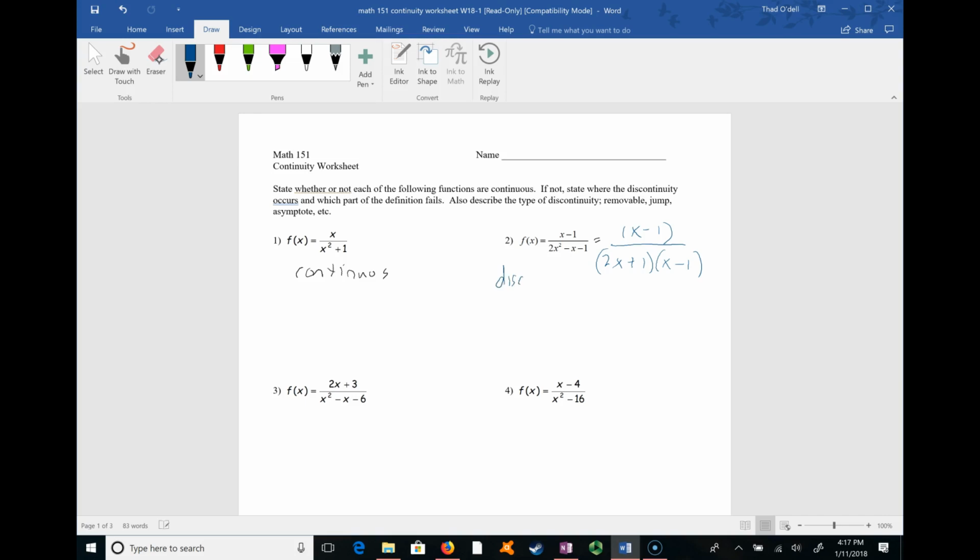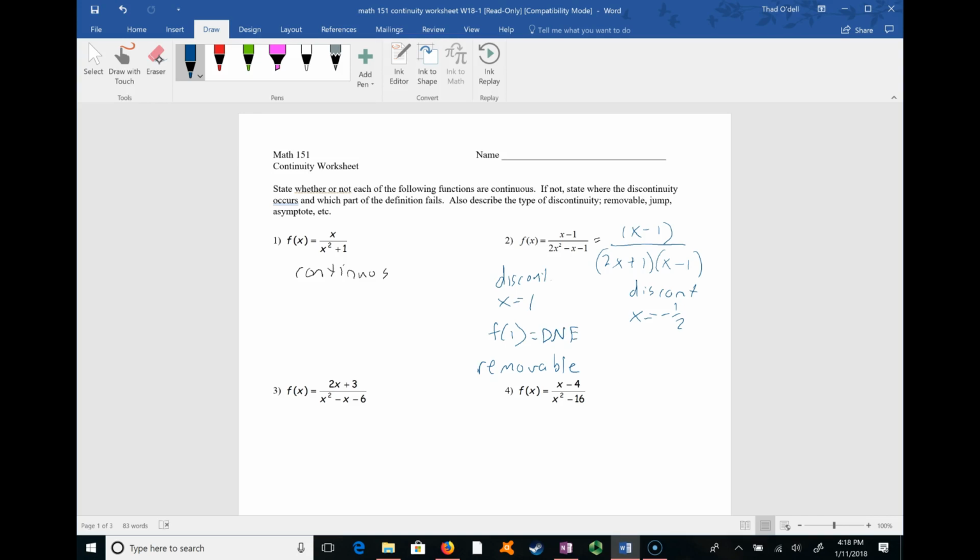So a discontinuity at x equals 1, and a discontinuity at x equals negative 1/2. Now, because we talked about this in class, because x minus 1 is a factor of the top and bottom, that means that x equals 1 is a hole, or removable, discontinuity. So we can call this removable. But it also means that if it's removable, there's a hole there. That means there will be a limit as x approaches 1. So the part of the definition that fails is that f of 1 does not exist.